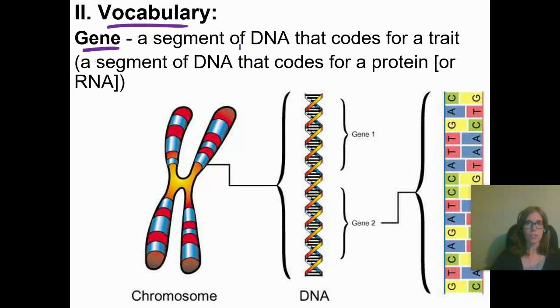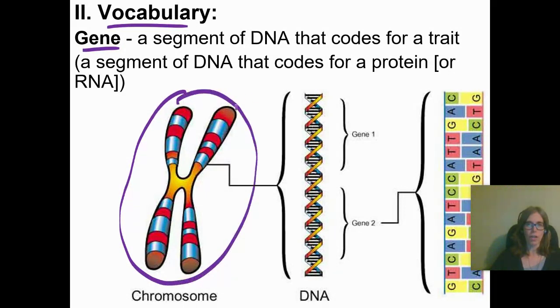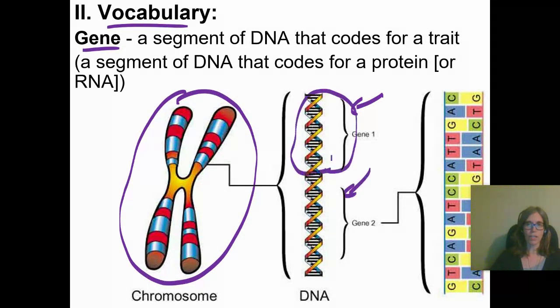A gene is a segment of DNA that codes for a trait. So here is a chromosome. It's a molecule of DNA. On that molecule of DNA, there are probably thousands of genes. A gene is just a segment of DNA that codes for some trait. If you looked more closely at this, you might be able to see the nucleotides, the A's, C's, G's, and T's.